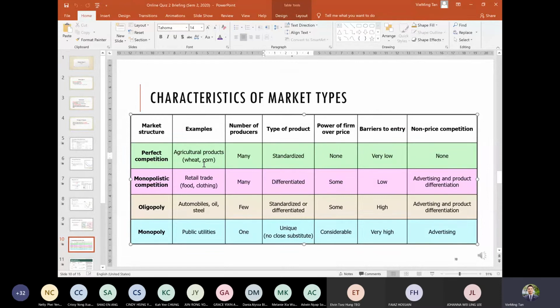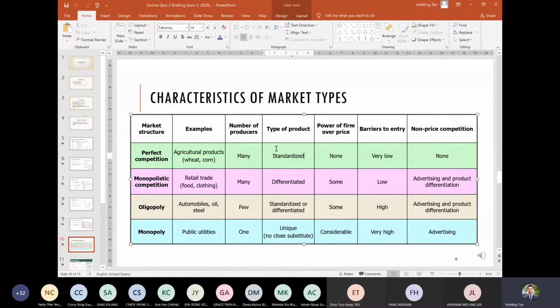Because most of the agricultural products are quite similar, quite homogeneous, it's hard to differentiate the quality of the products produced by the perfect competition firms, or the farmers in this case, right? So because of these two characteristics, the power for the firm to decide the products is very low. I can say that it's extremely no power for the firm to decide.